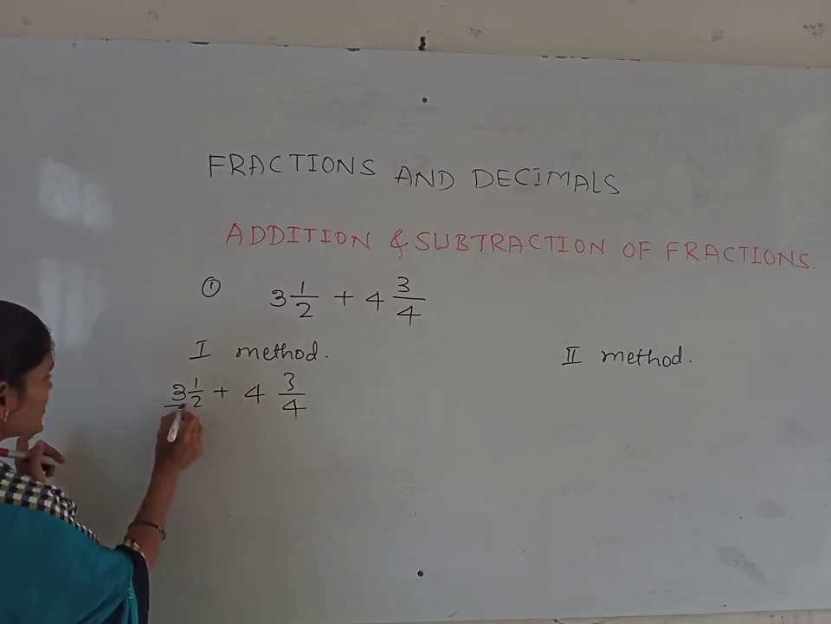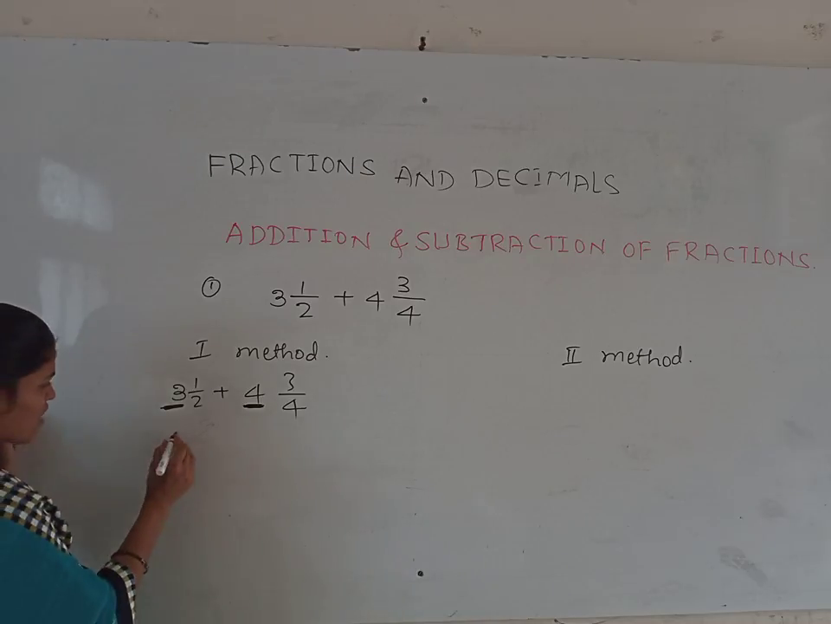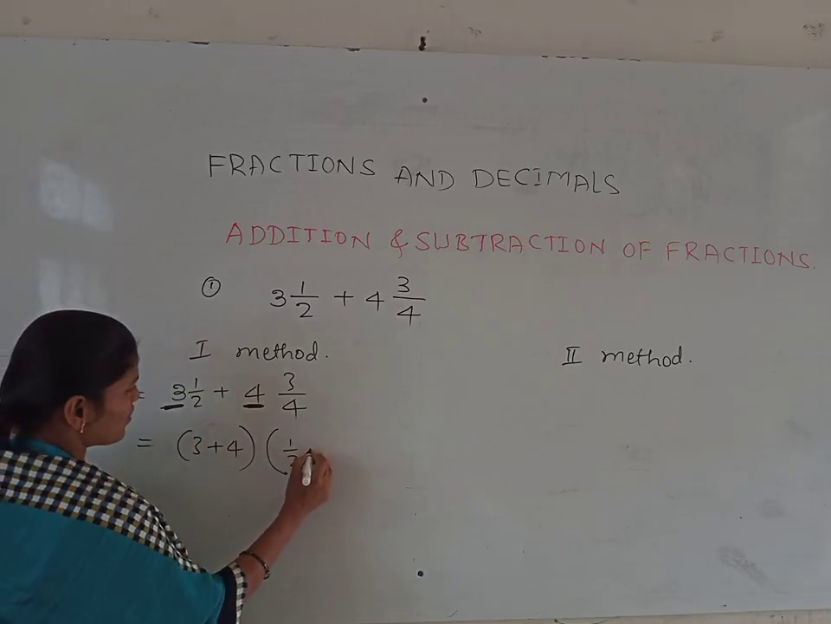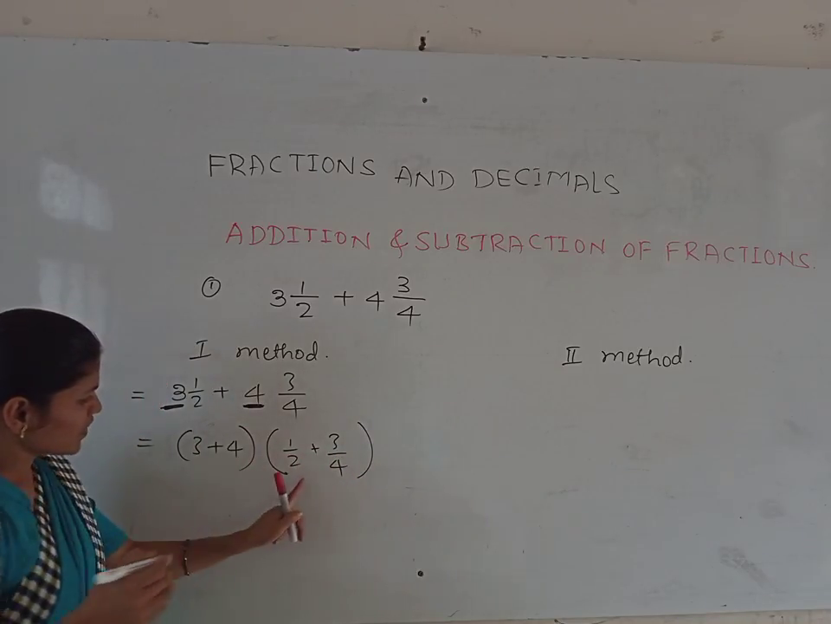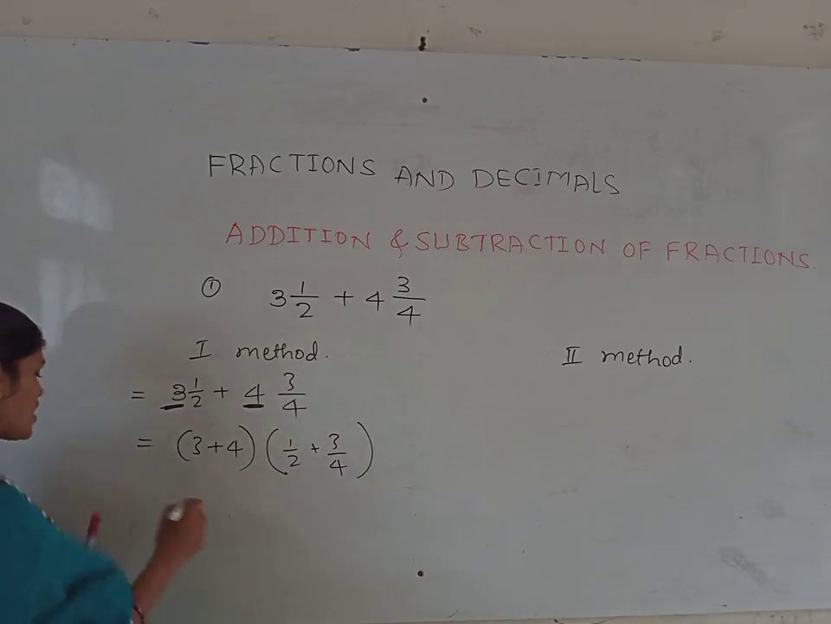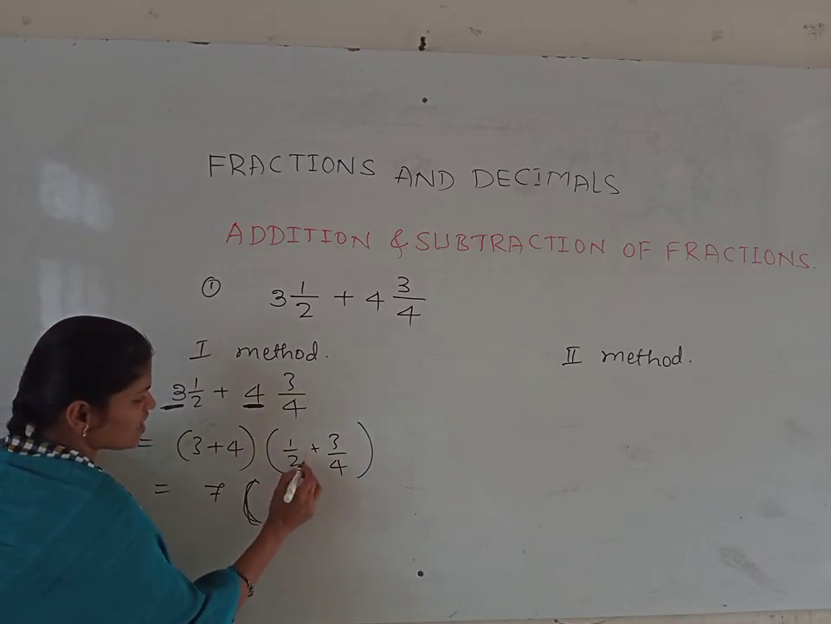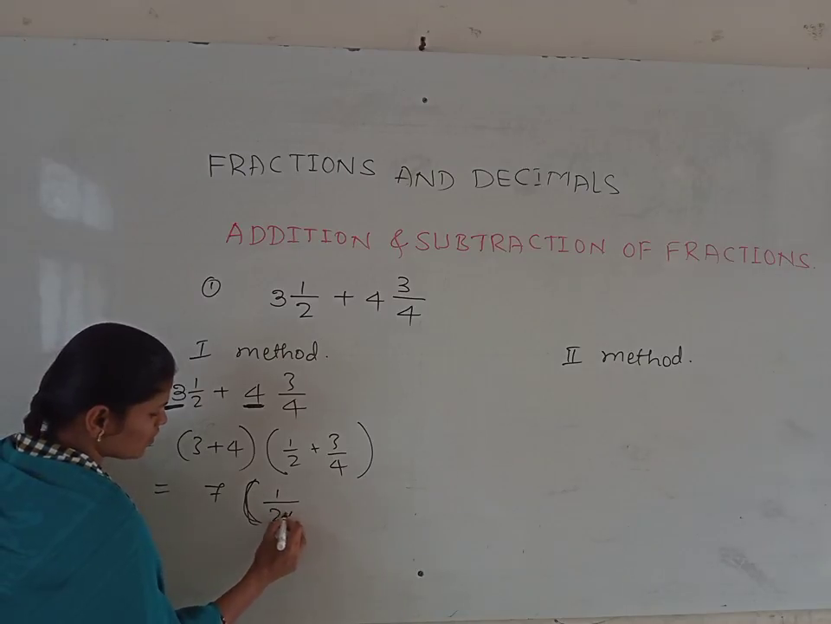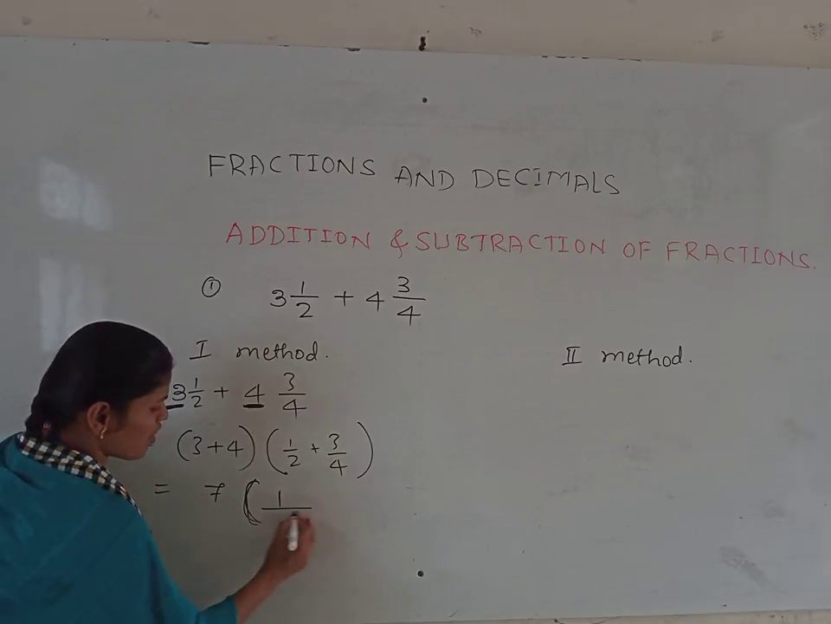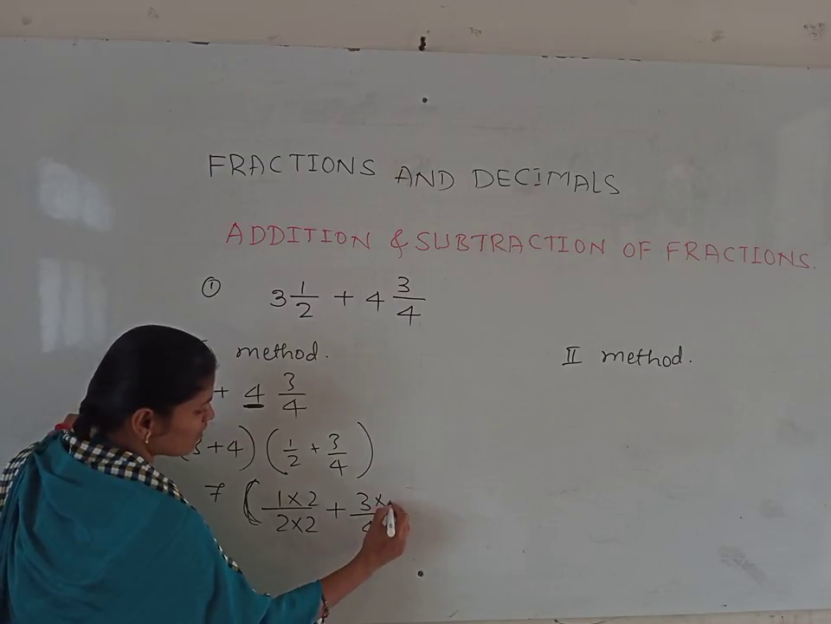First I will add only the integers, the whole numbers given here. I will add 3 plus 4, and the remaining I will add: 1 by 2 plus 3 by 4. It is an easy way to add. Take the LCM, then add these two. Now 3 plus 4 is 7. Then here, the LCM of 2 and 4 is 4. 2 2s are 4, so 1 by 2 becomes 2 by 4; 4 1s are 4.